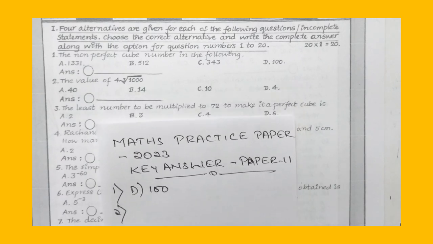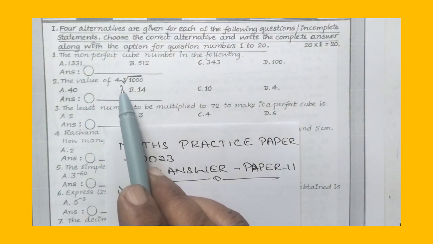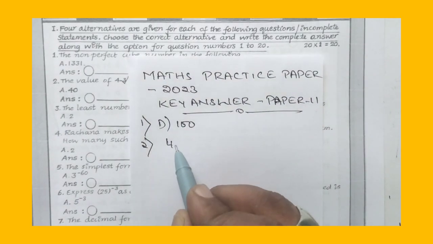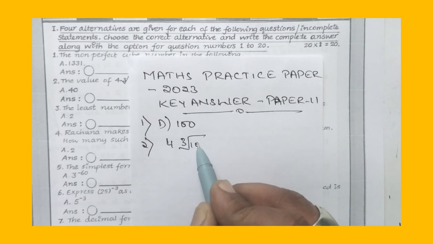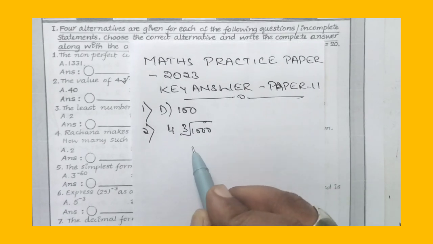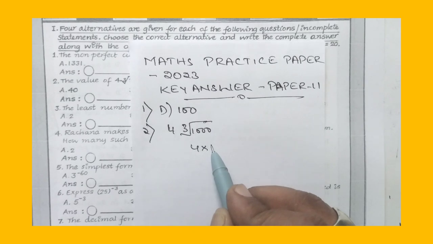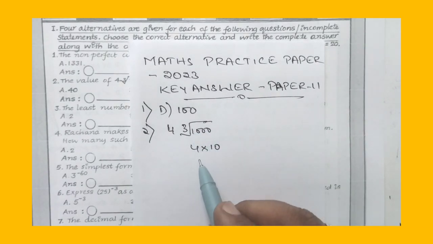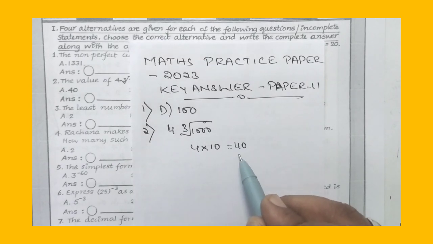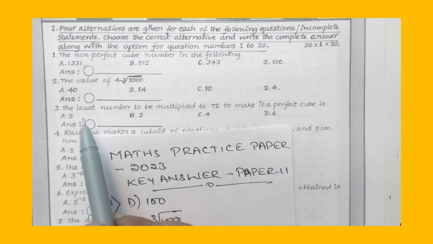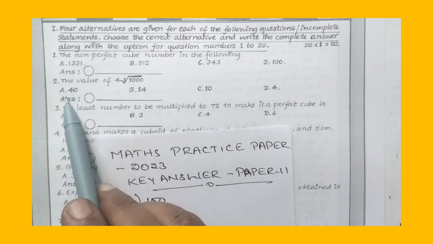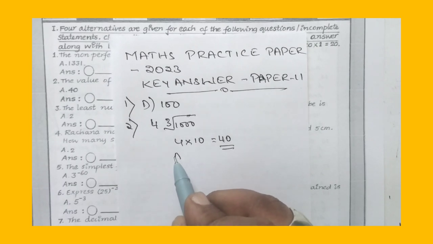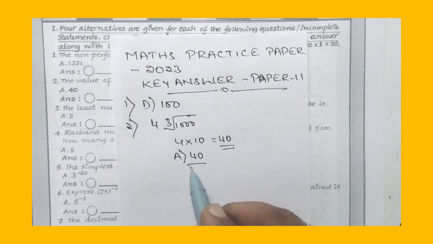Then coming to the second question, the value of 4 into cube root of 1000. So, 4 into what is cube root of 1000? It is 10, because if you multiply 10 three times, we will get 1000. So 4 into 10 is equal to 40. So see which option is 40, option A. Option A, 40 is the right answer.